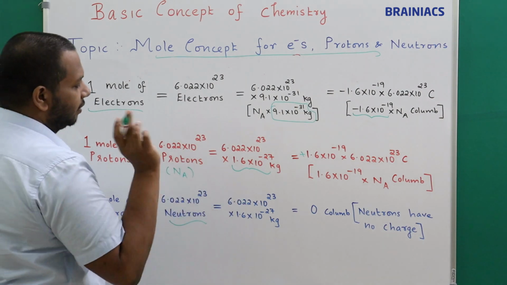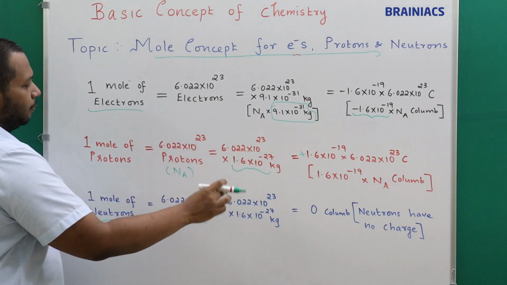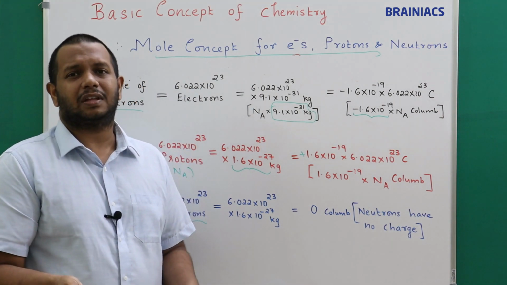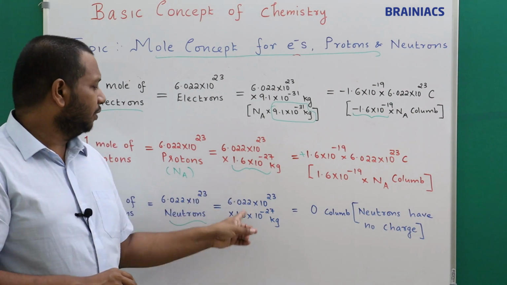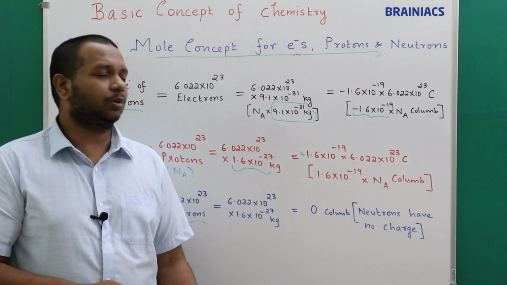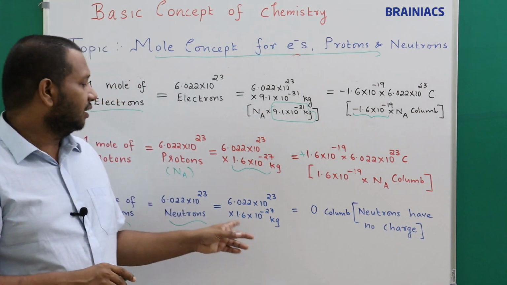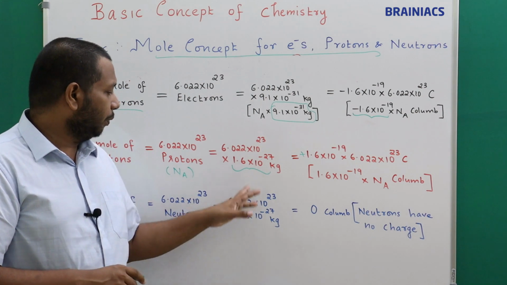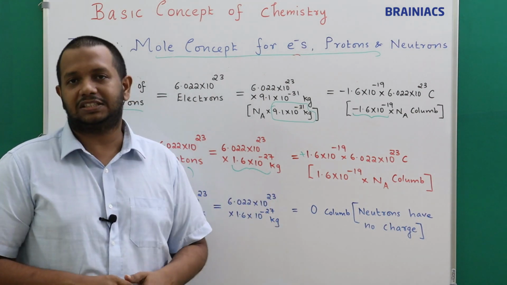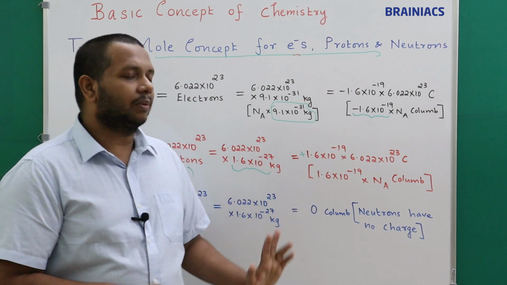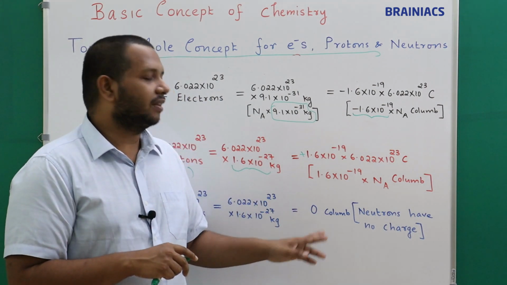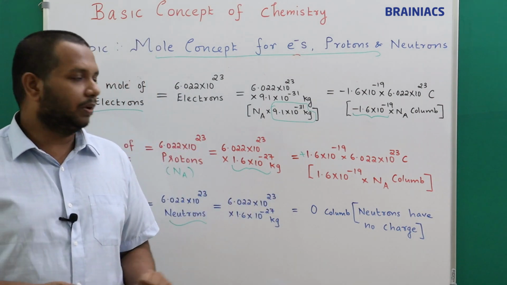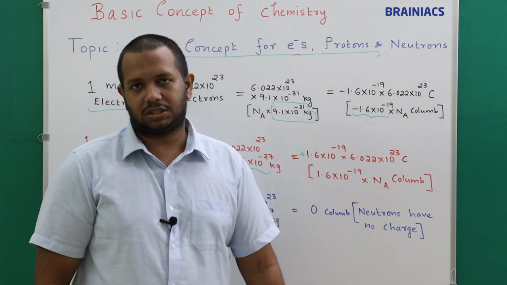And tell me what is the mass of a single neutron? I can say the mass of proton and neutron are almost the same. There is not much difference. And I can say 1.6 into 10 power minus 27 kg. So you don't have to learn a new figure here. So again the mass will become 6.022 into 10 power 23 into 1.6 into 10 power minus 27 kg. And what is the difference that is going to come here? Neutrons are chargeless, so whatever be the number of neutrons, the charge will always be 0 coulomb, because neutrons have no charge.